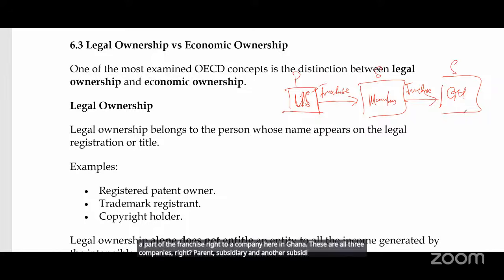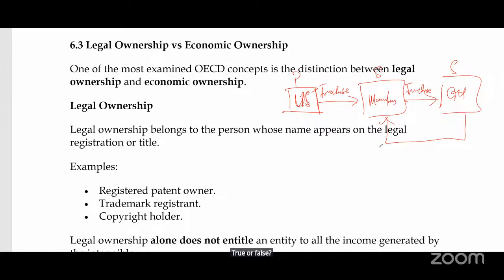Now, if this one starts paying royalties, he pays the royalties to the company in Mauritius. True or false? True. But who is actually getting the benefits of the royalties? Who is the original owner? Yes, the parent company in the US. But because the US does not have any DTA, you see how he's doing this.